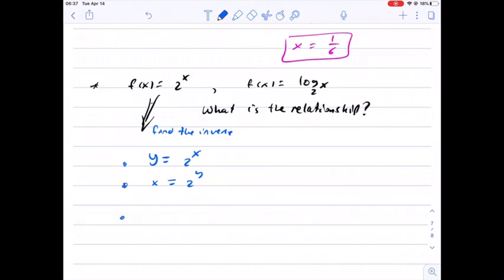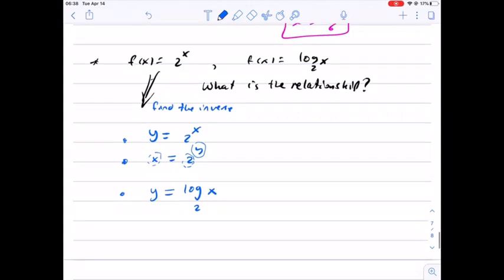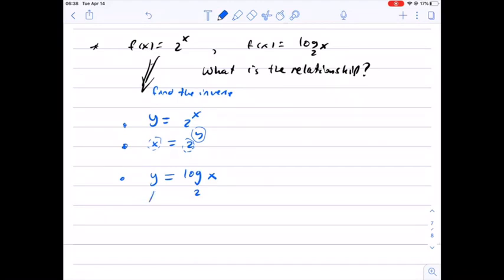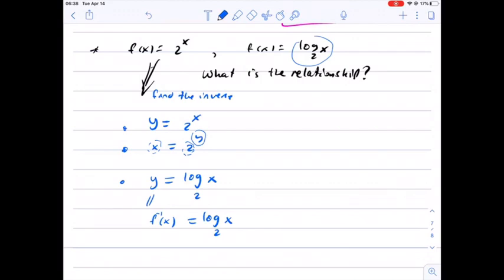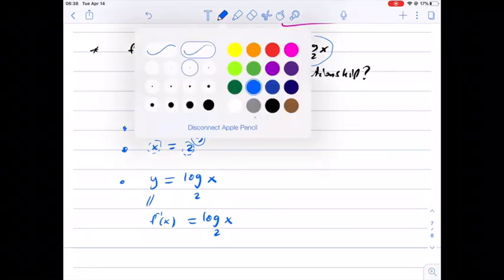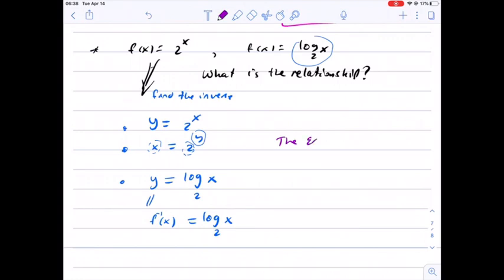And then we solve for y. That means we convert this from exponential form to logarithmic form. So the power here is y equals log base, what is the base? The base is 2, and this is the inner function, or the inner variable, or the inner expression. And then we replace y with f inverse. So this is log base 2 logarithm of x, and as you can see, we obtain the logarithmic function. So what does that mean? That means the logarithmic function is the inverse of the exponential function, and the exponential function is the inverse of the logarithmic function.